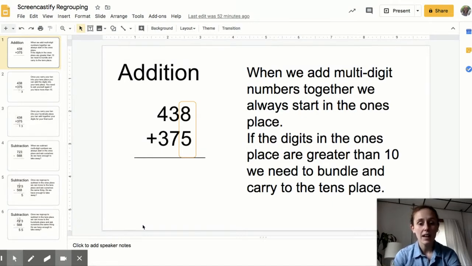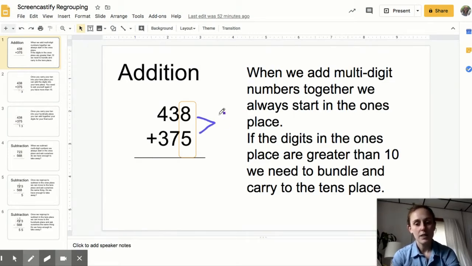We know that when we're adding multi-digit numbers together, we always want to start in the ones place. So I'm going to be taking a look at my 8 and my 5. Take a minute and see if you can do some quick mental math and add together 8 plus 5. All right, if you got 13, nice job.